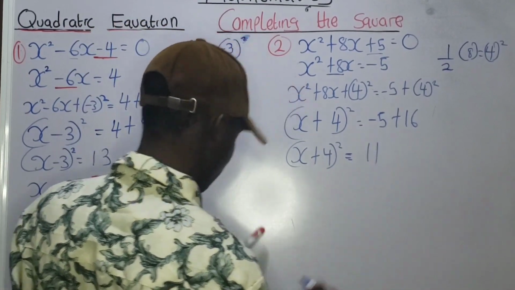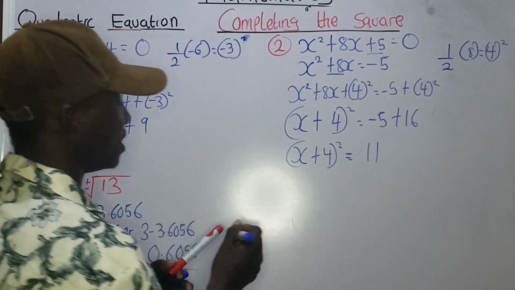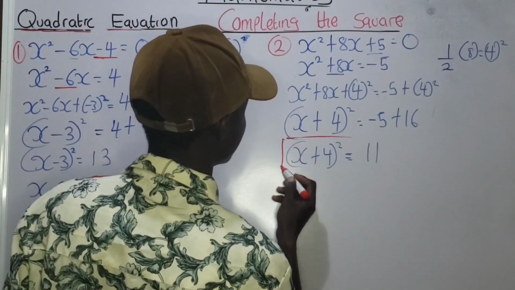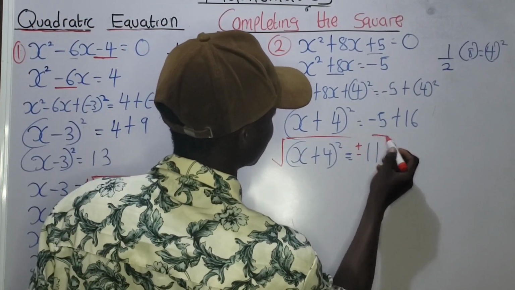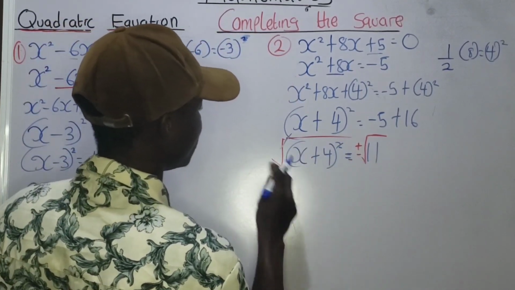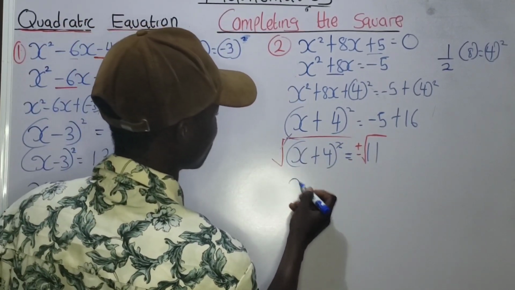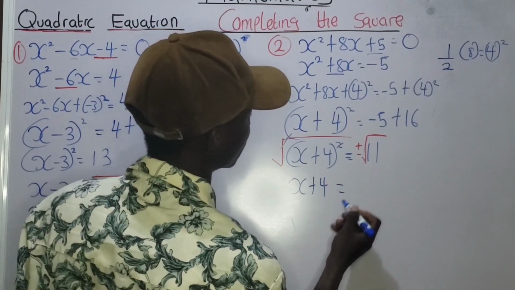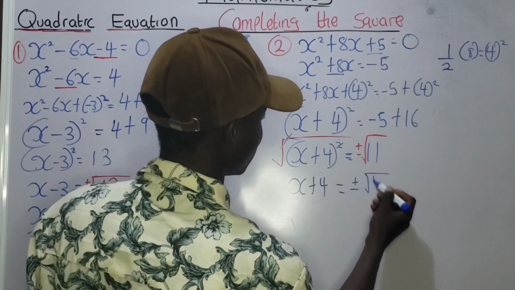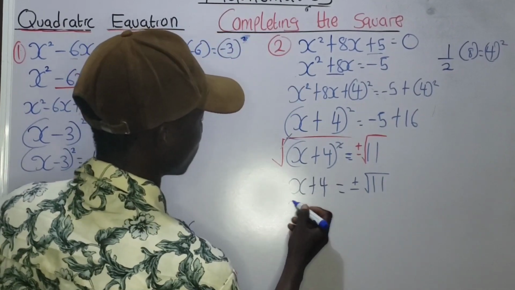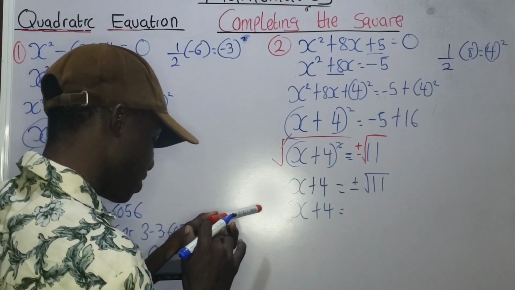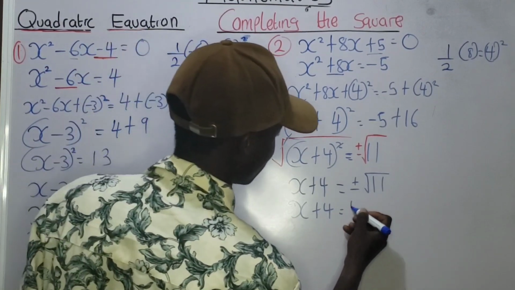Okay, that is 11. Now the next step is to take the square root of both sides. So here I'm going to have the square root of this plus or minus the square root of this. Okay, this square root will cancel this square. So I'm going to have x plus 4 is equal to plus or minus the square root of 11, which is 3.3166.